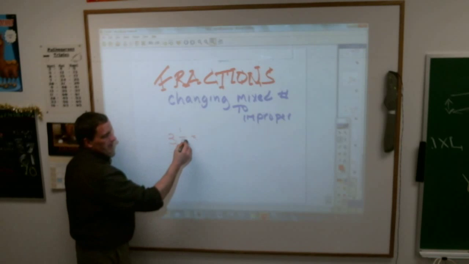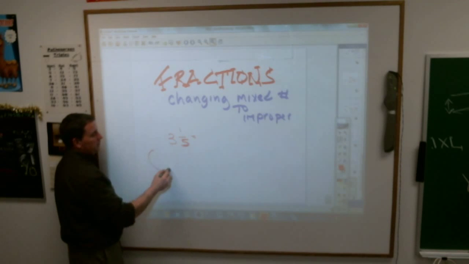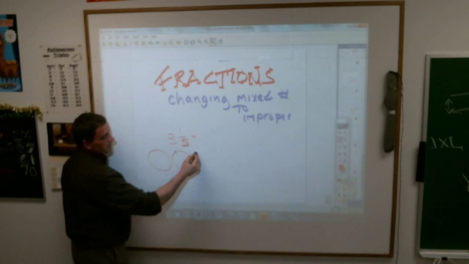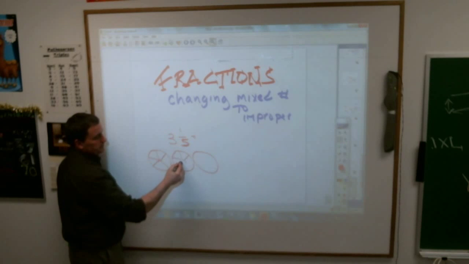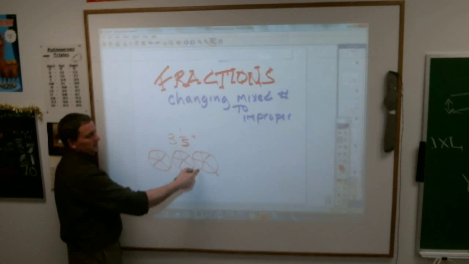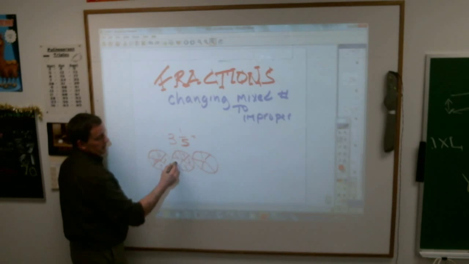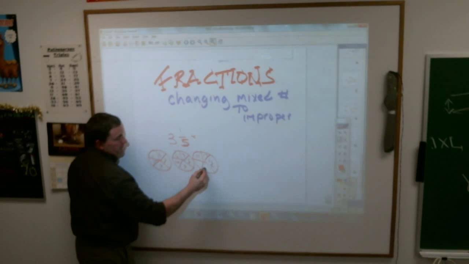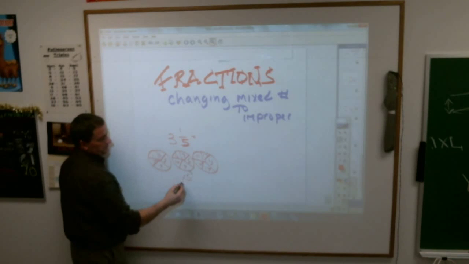First of all, this fraction here tells you what fraction you're working with. I'm working with fifths. So I can draw 3 whole circles and cut them into fifths. If I take 3 whole things, how many fifths do I have here? 1, 2, 3, 4, 5, 6, 7, 8, 9, 10, 11, 12, 13, 14, 15. 3 is worth 15 fifths.